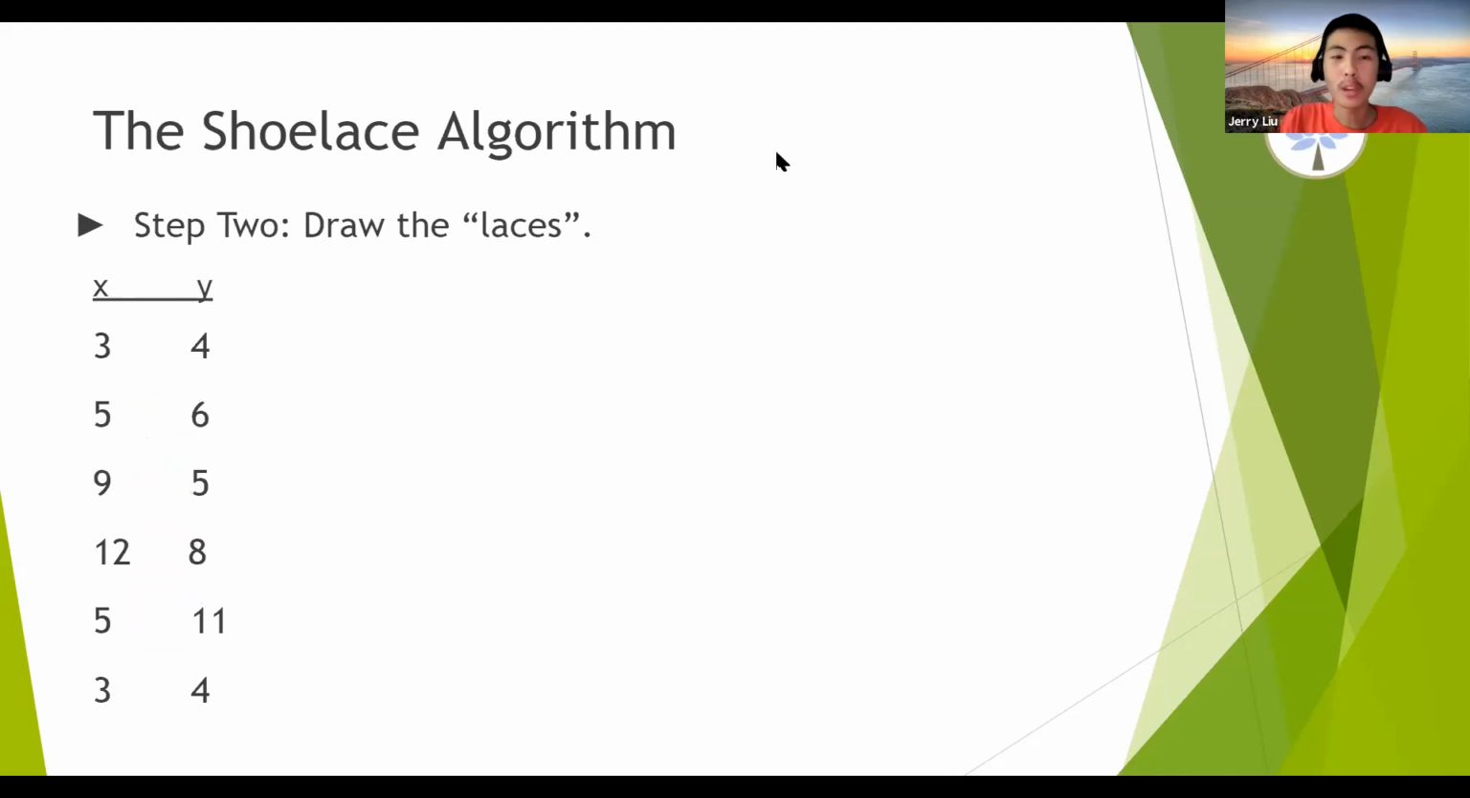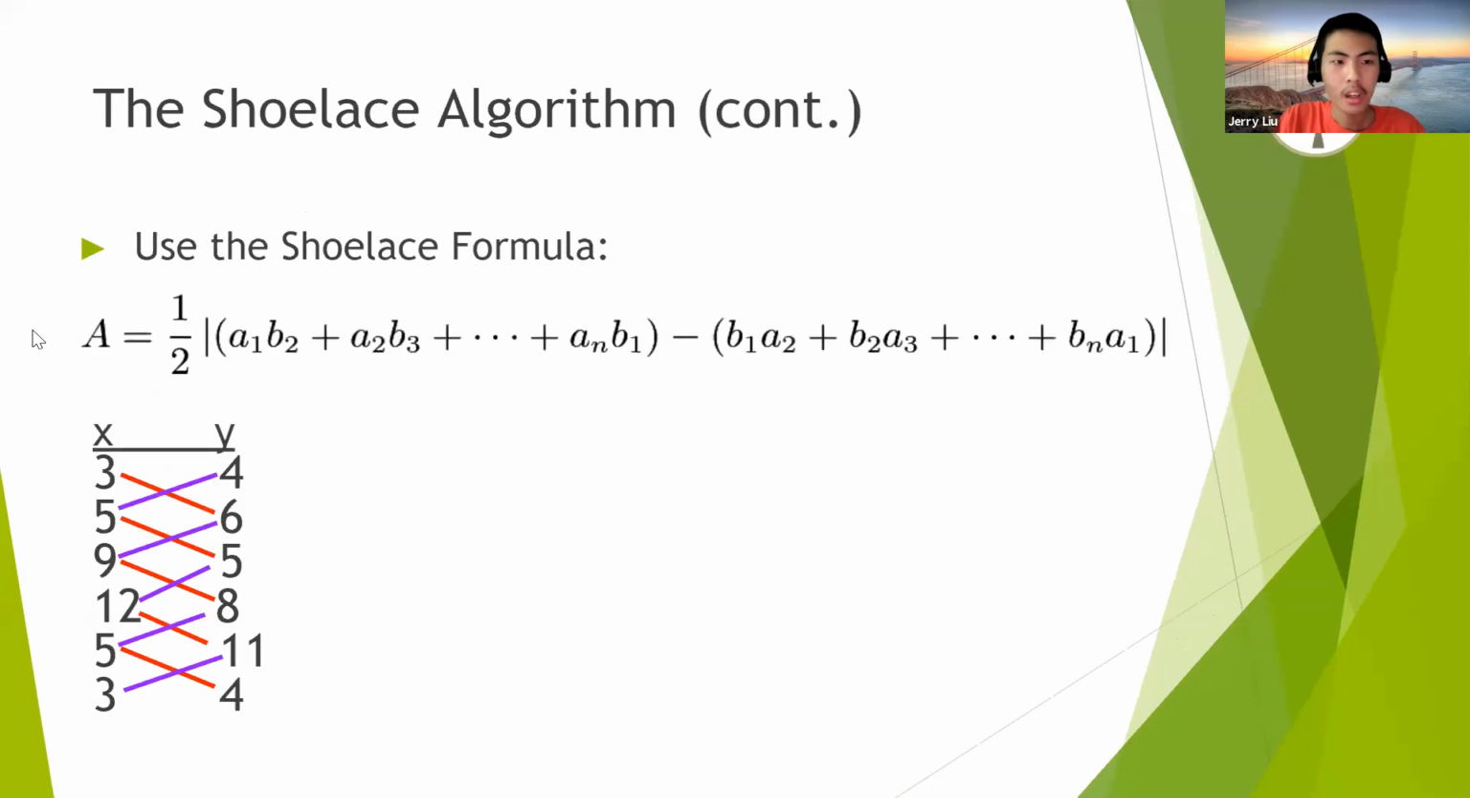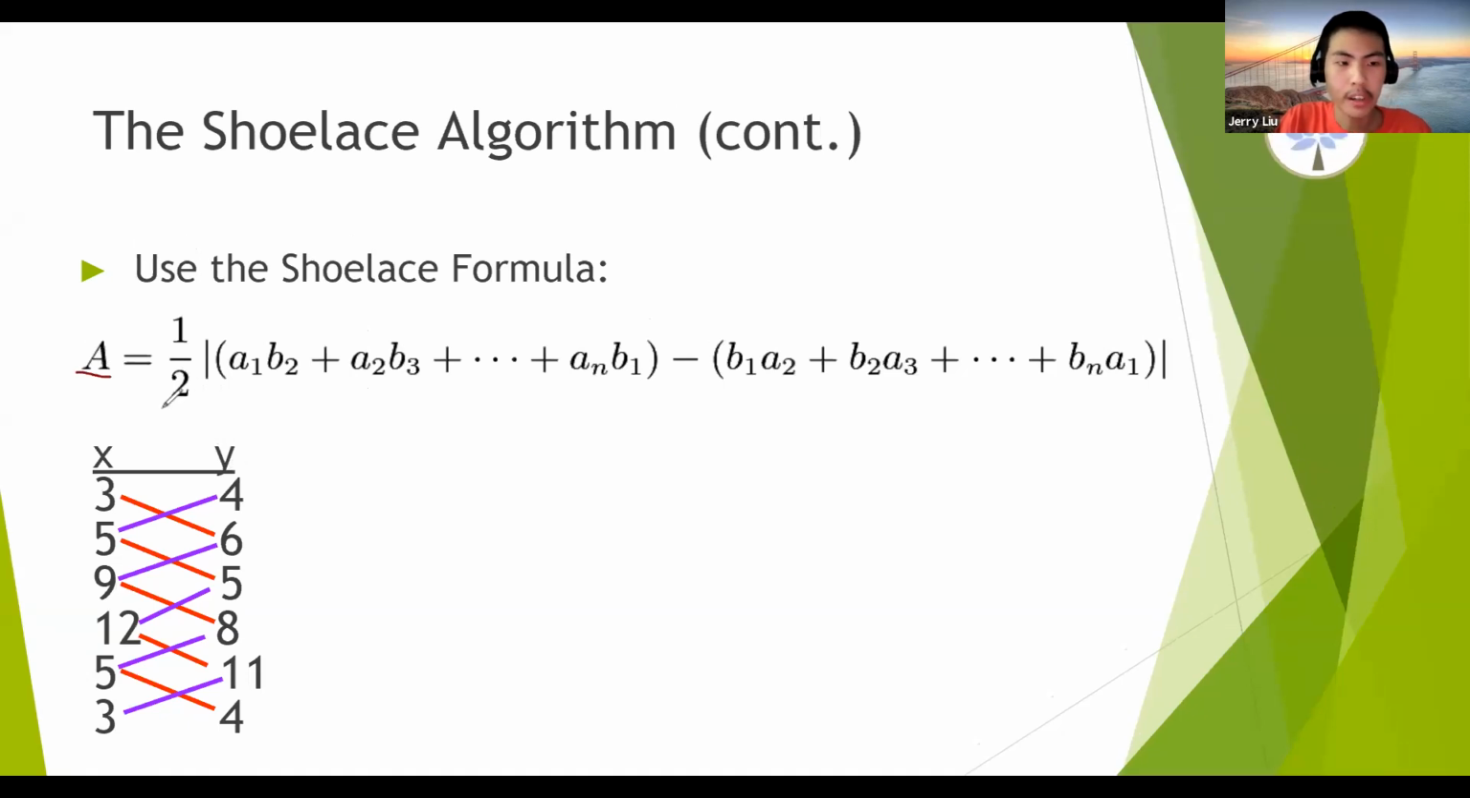So once we have our lace set down, we will then use the actual formula. Now, this formula does kind of look intimidating at first, but we can just break it down step by step to be able to find out what all of this actually means. So A here represents the area of the figure. 1/2 is a constant, and then our next thing is the absolute value sign. This can be largely ignored as the main component is these sums.